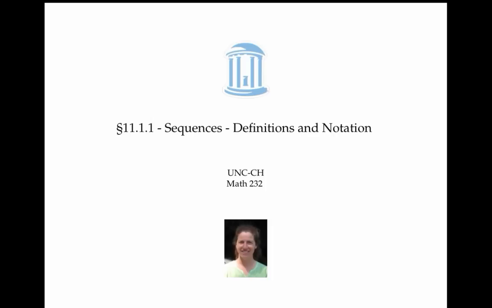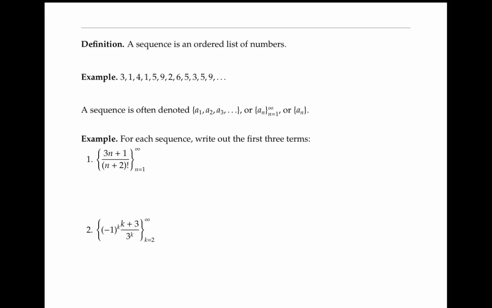In this video, I'll give some definitions and notation for sequences. A sequence is a list of numbers in a particular order. The sequence 3, 1, 4, 1, 5, 9, and so on is a sequence that gives the digits of pi.